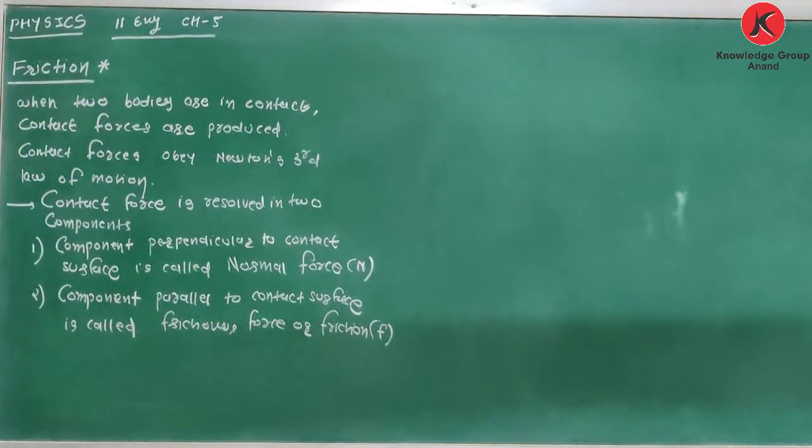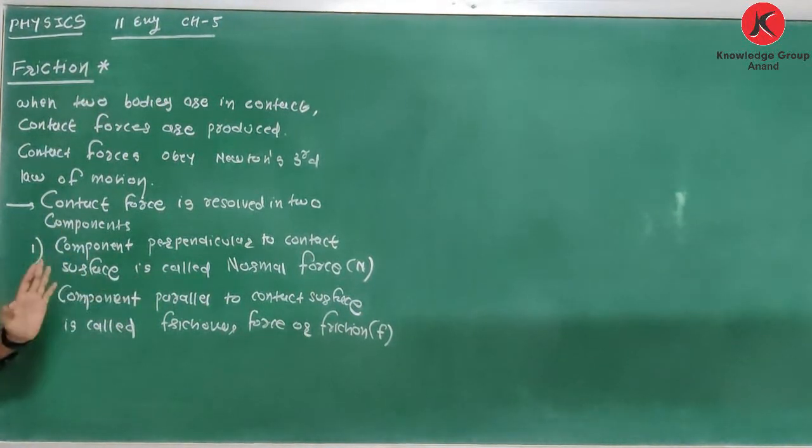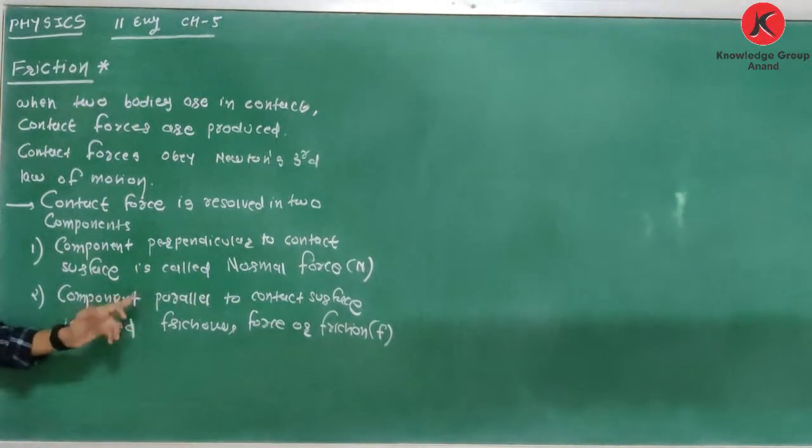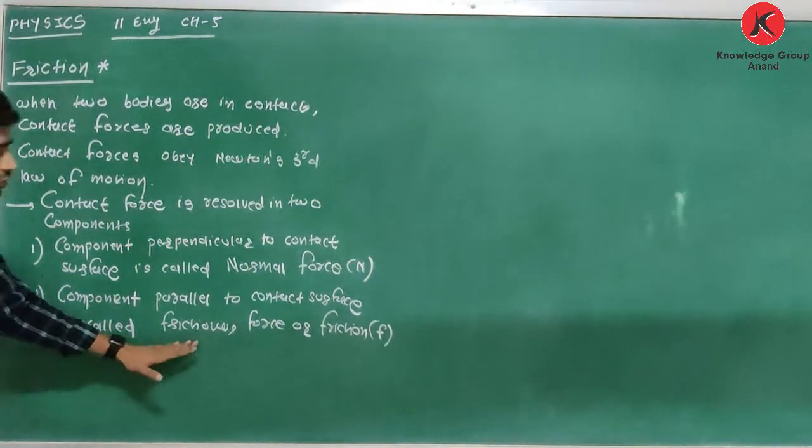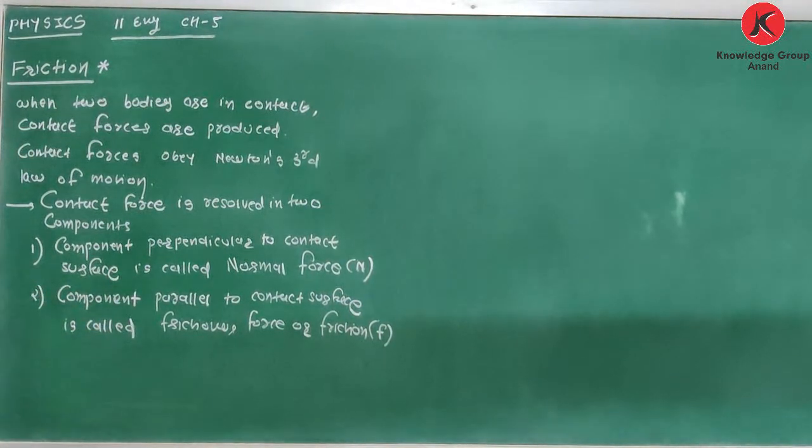So remember, whenever two bodies are in contact, contact forces are produced. Contact forces obey Newton's third law of motion. The contact force is resolved into two components. The component perpendicular to the contact surface is called the normal force, and the component parallel to the contact surface is called the frictional force, or friction. In this chapter we have to see this friction in detail.